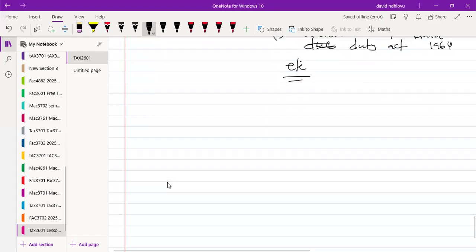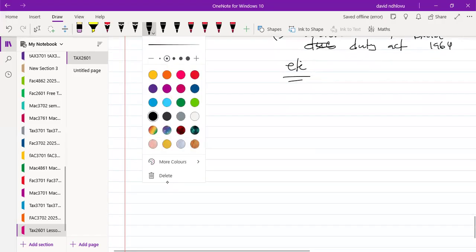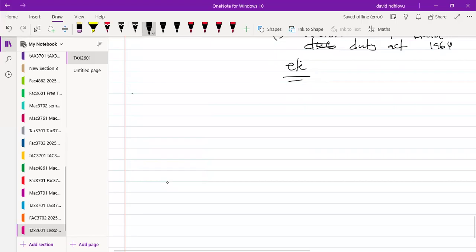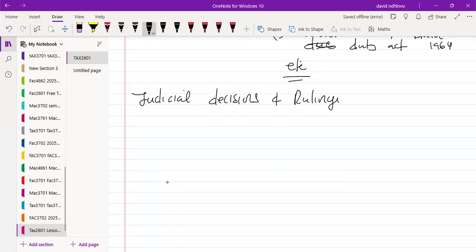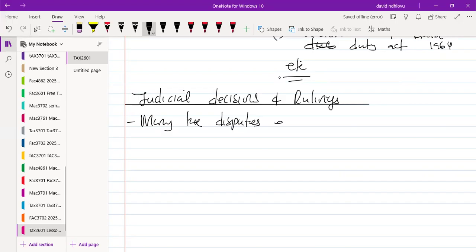So let me just say, judicial decisions and rulings. Then we'll just mention in the notes that many tax disputes end up at the courts.